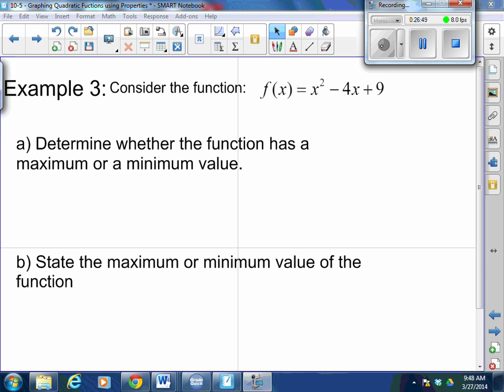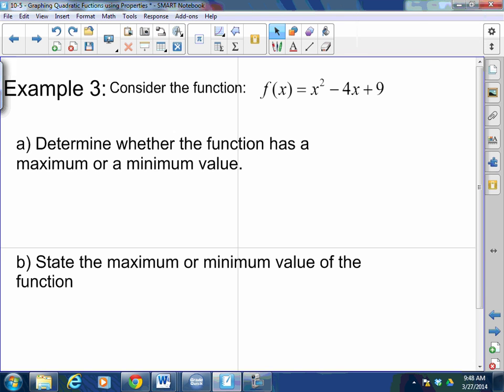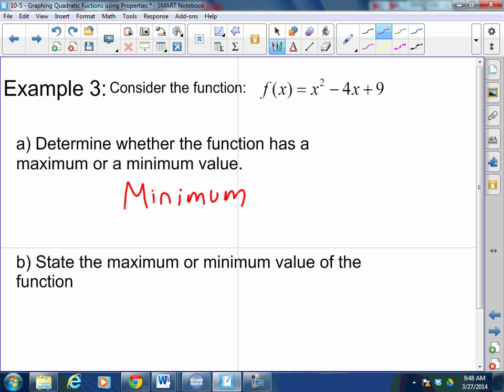I'll be right back. All right, so now let's consider the function f of x equals x squared minus 4x plus 9. What do they tell you? Determine whether the function has a max or a min. What does this have right here? A minimum. See the power of knowing things, guys? How did you know it was a minimum? Because a is positive. If the coefficient in front of x squared is positive, it's going up, you have a minimum. If the coefficient of x squared is negative, it's going down, you have a maximum.